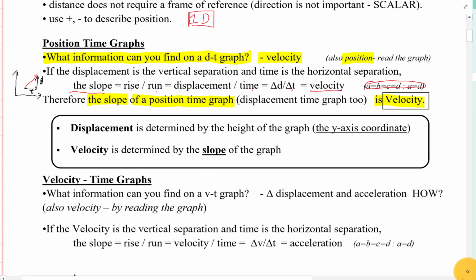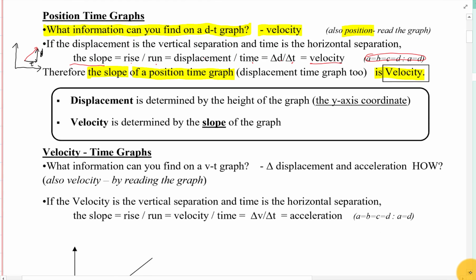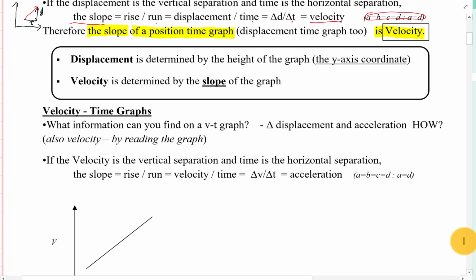Into the rounded rectangle: displacement is determined by the height of the graph. From a DT graph, we can read the graph, and that's how you get displacement. And velocity is the slope of the graph. Okay, end of review. Velocity time graphs.